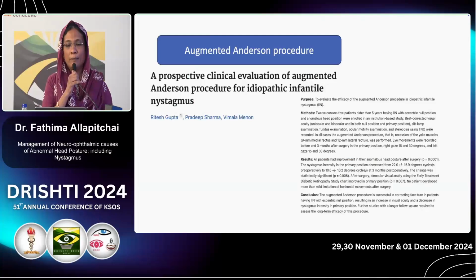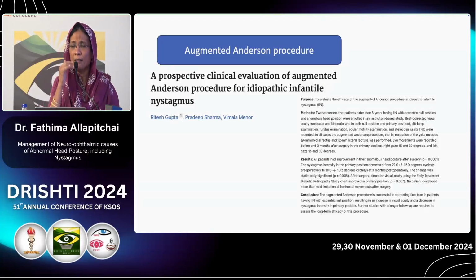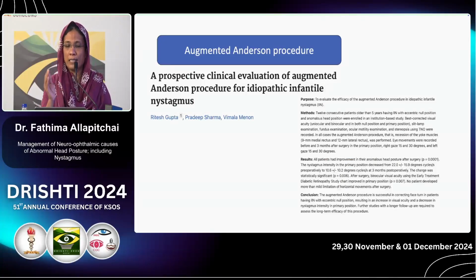So usually we prefer to keep two muscles at least untouched so that in future the nystagmus, that is the problem. Future the patient comes. Excuse me, Dr. Fathima, you may have to wind up now. We have one more talk. Yeah. Just I'll rush through on just 1 minute.